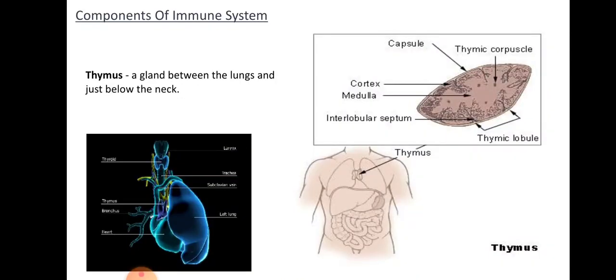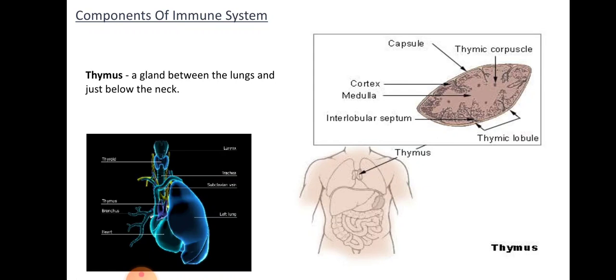So, moving on to the next one, what are the components of immune system? So, what is this immune system made of? This immune system consists of different types of cells and organs which protect our body against pathogens. So let us see what are the different types of organs which are there in our immune system.